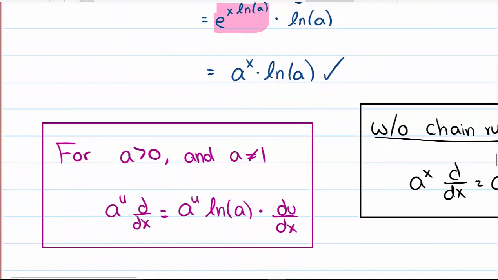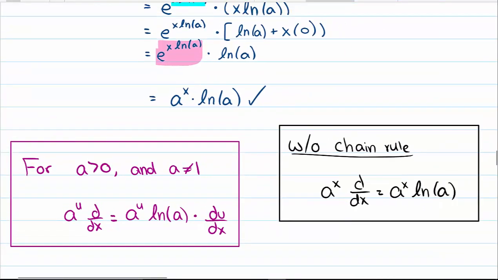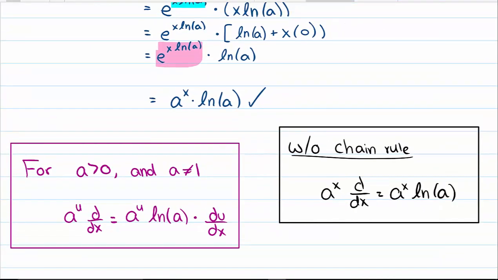So here are two rules that you can learn, and what we did is we proved the pink one: if a is greater than 0 and a does not equal 1, then the derivative of a to the u is just a to the u ln of a times the derivative of u. Okay, that's using the chain rule, using the Leibniz notation. Without the chain rule, if you just want to memorize the shorthand for it, it's a to the x, and then the derivative of it is just a to the x times ln of a.